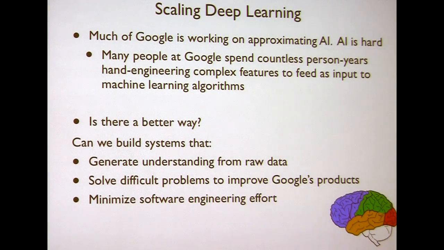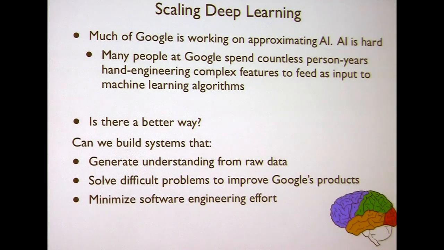Okay, so the idea of this work is, can we build systems that are able to generate a high level of understanding from raw data? And we want to actually solve difficult problems. Obviously, we want to improve Google's products. And we want to minimize the software engineering effort, where for a lot of machine learning algorithms you need to hand engineer features you think are predictive of some high-level task you're interested in. We'd like to get away from that, because that's a fair amount of effort. We want to learn from raw data and build these high-level abstractions automatically.